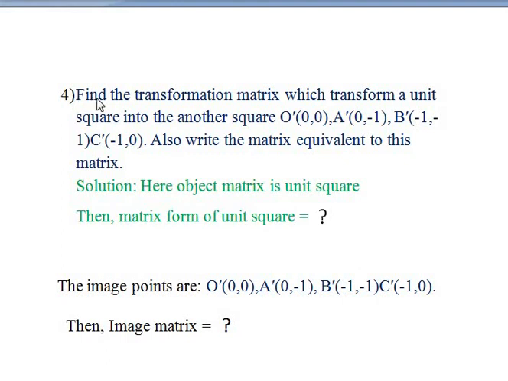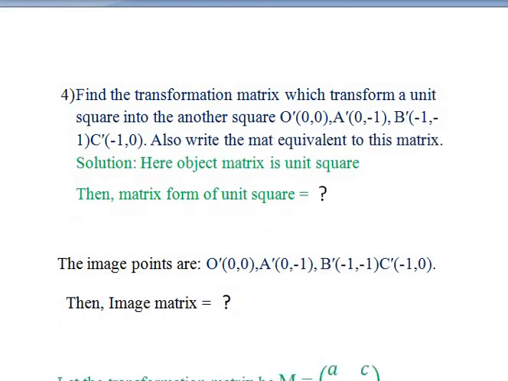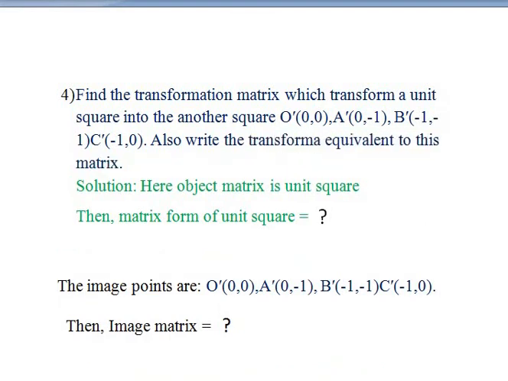Okay, we have now 4 questions. Let us read these questions. Find the transformation matrix which transforms a unit square into another square O'(0, 0), A'(0, -1), B'(-1, -1), and C'(-1, 0). And also write the transformation equivalent to this matrix.